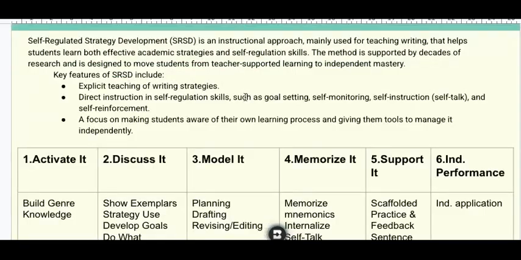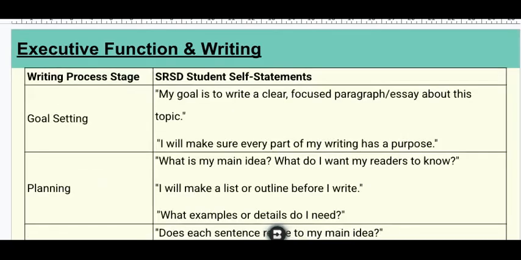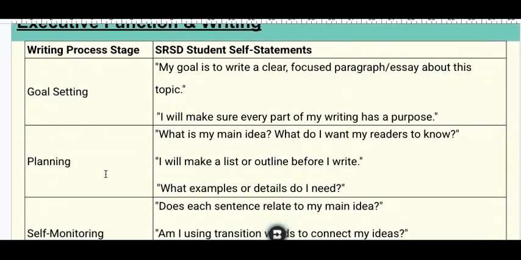Here's an example of just some self-statements that can support your student through executive functioning skills. So for goal setting, maybe it's my goal is to write a clear paragraph or sentence, or maybe you're going to make sure every part of your writing has a purpose. Make sure you're including all the components of TIDE. When you're planning, maybe you're going to focus on just your main idea. Maybe they're going to make a list. Maybe they're going to focus on those details.